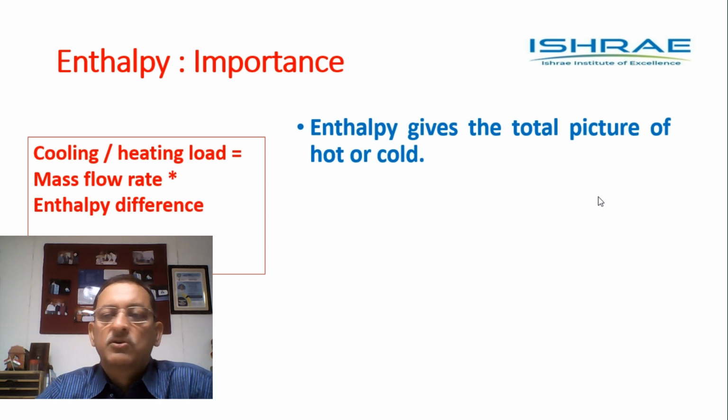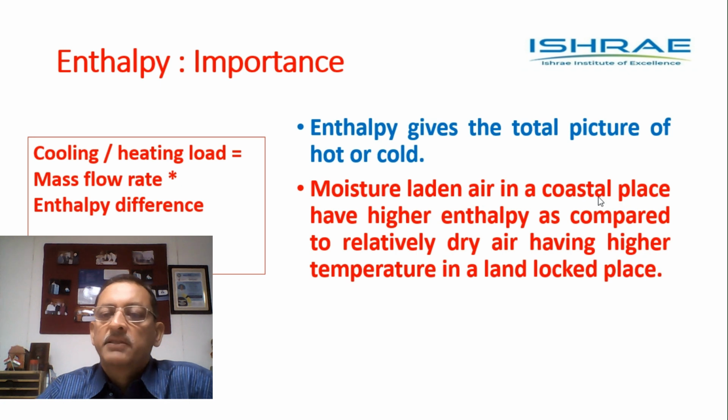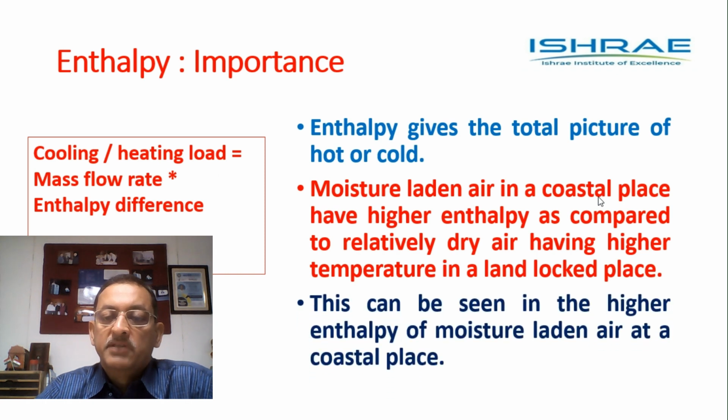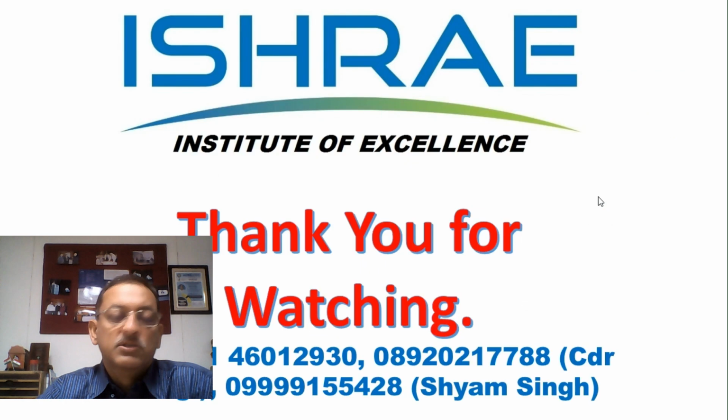Enthalpy gives the total picture of hot and cold. Now please also understand that in Delhi or in a dry place, the temperature of air might be more. In a coastal area, the temperature of air might be less. But in a coastal area, the air will have more moisture. In a dry region, the air will have less moisture. And therefore, the total effect of that will be such that more often than not, the coastal air or the moisture-laden air, even at a lower temperature, will have higher heat content as compared to air in a landlocked place at a much higher temperature. This can be seen by the higher enthalpy of moisture-laden air at a coastal place.